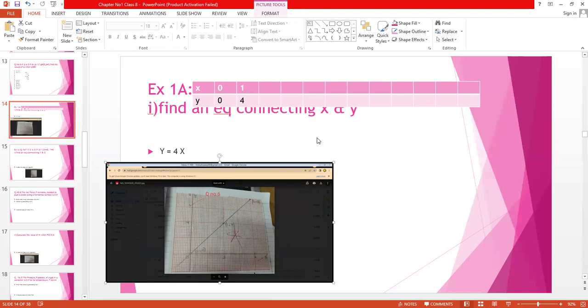Clear? And always remember that first of all we have to take a scale accordingly. Here in this case, on the x-axis 1 unit shows 1 point, but on the y-axis 1 unit shows 4. So 0 to 4 and then 4 to 8. And here I have to take 0 to 1 and 1 to 2. Clear? Okay. Now we move towards the next question.